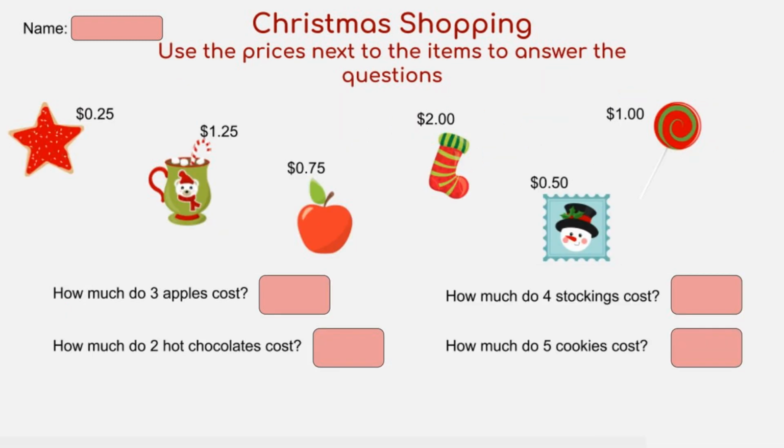Another example here would be for shopping. So again, the images are there with the prices next to them. Those were created and put in as a background. So when I show you the slide deck, you'll see those can't be moved. But each one of those little red boxes can be typed into.